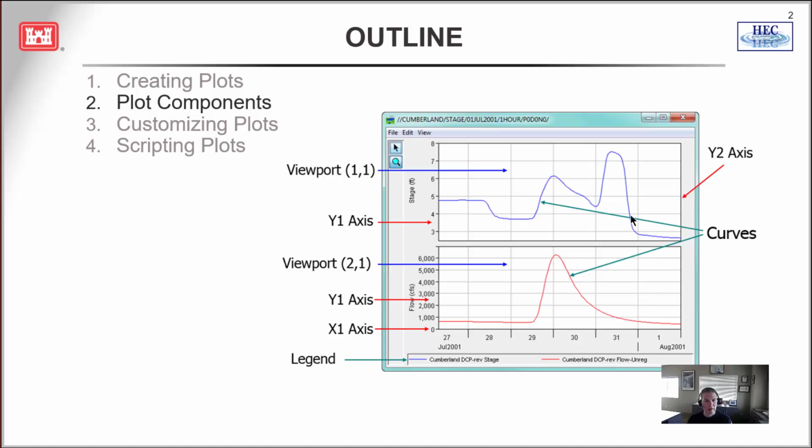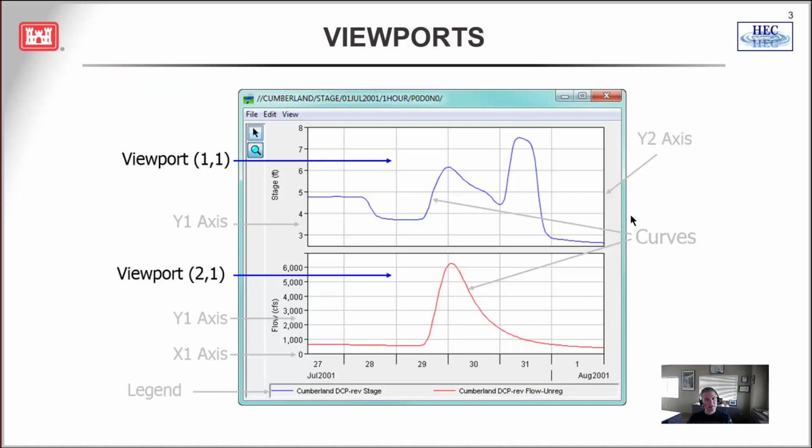All right, let's go to the next slide. In this slide we can see we have two viewports within a plot. The upper viewport is viewport 1. There's always one column of viewports and multiple rows. The upper viewport is always referred to as viewport 1, and the lower viewport, if we had just two viewports, would be viewport 2. One on top, two on the bottom.